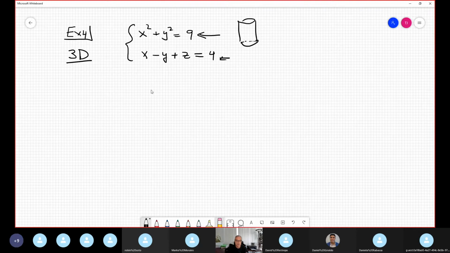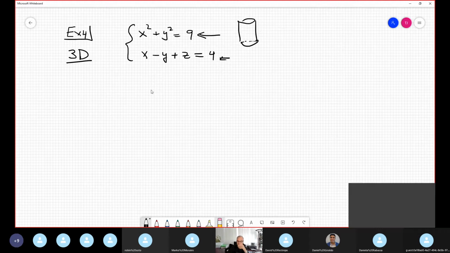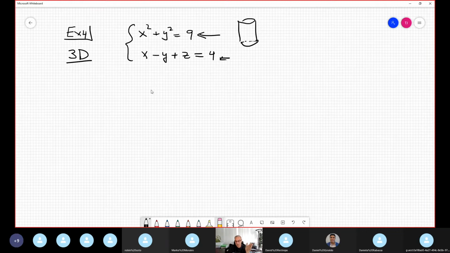And what about the second? What is the second? A surface. No, no surface. Well, yes, a surface, but one specific. I need more specific. I need the first name and the last name. What kind? x minus y plus z equal 4. What is that? No idea.